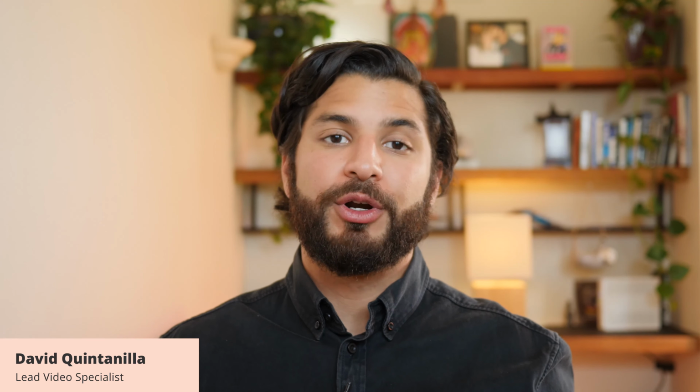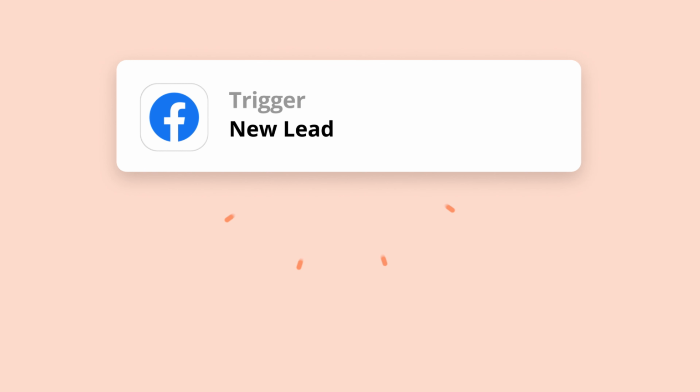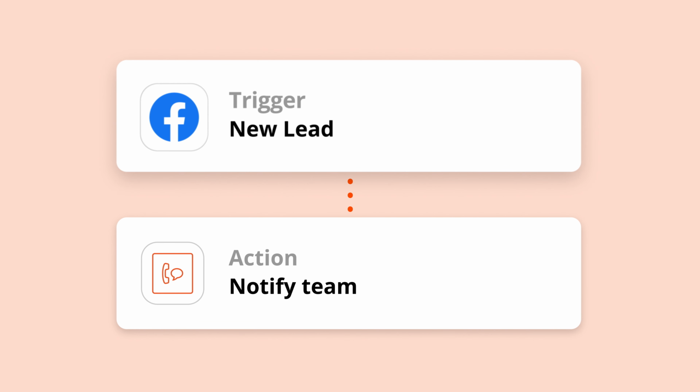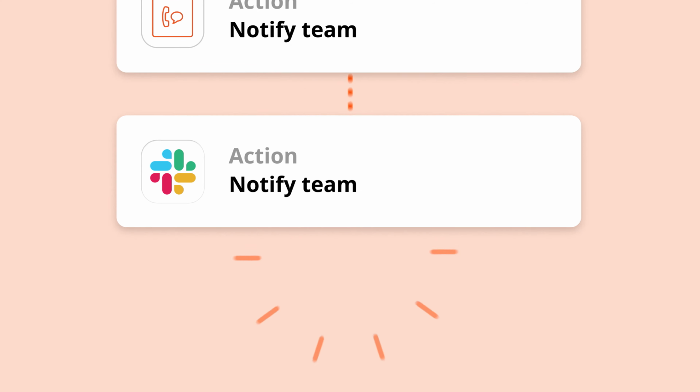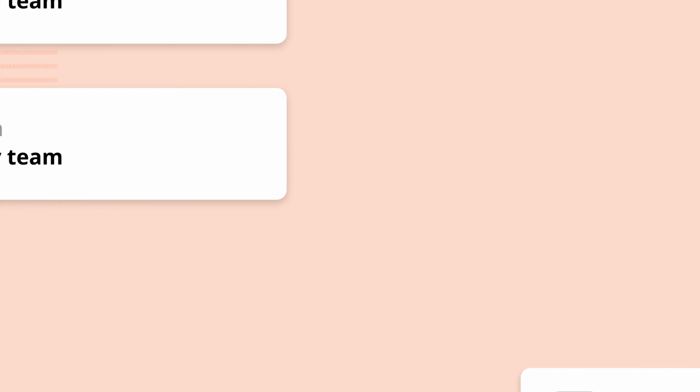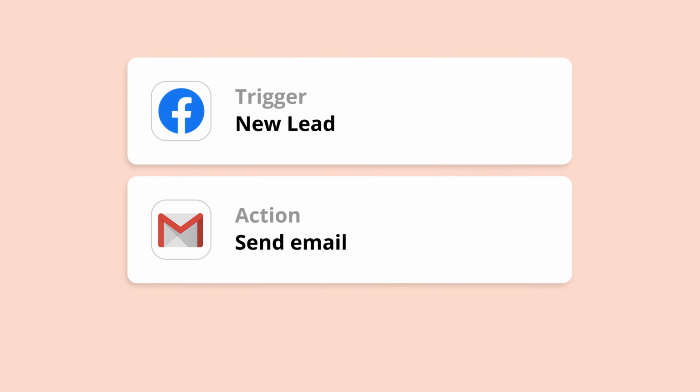So far, you've experimented with building simple two-step Zaps with one trigger and one action. But in Zapier, you can also build workflows with multiple steps. We call them multi-step Zaps, which are available on our paid plan. Multi-step Zaps are useful if you need to automate multiple actions from one trigger.